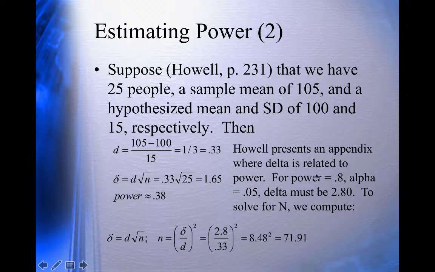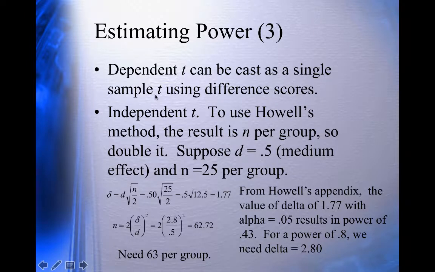Well, all right, we want 0.8. So to solve for n, we would need delta over d, squared: 2.8 over 0.33 squared, 8.48 squared, about 72 people. Dependent t, you want to turn that into a single sample t using difference scores.